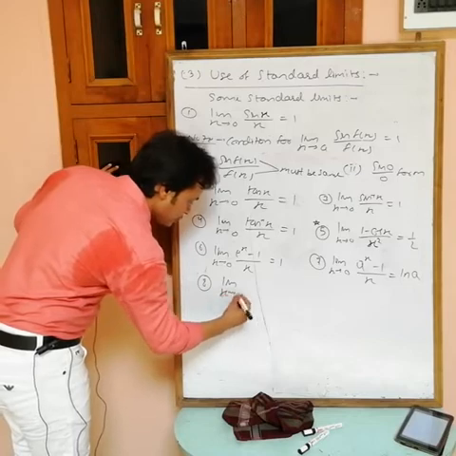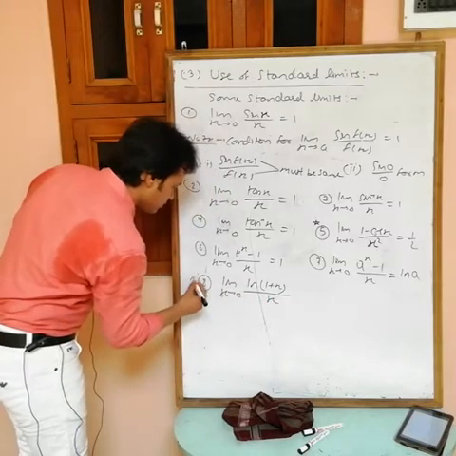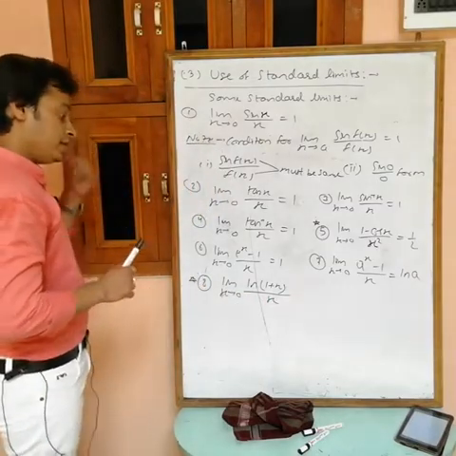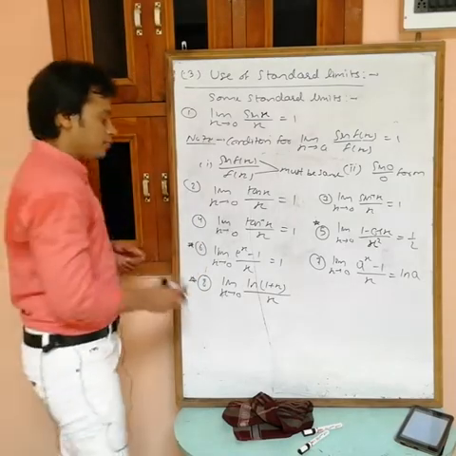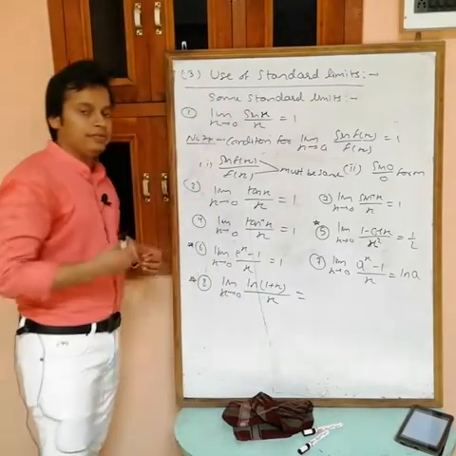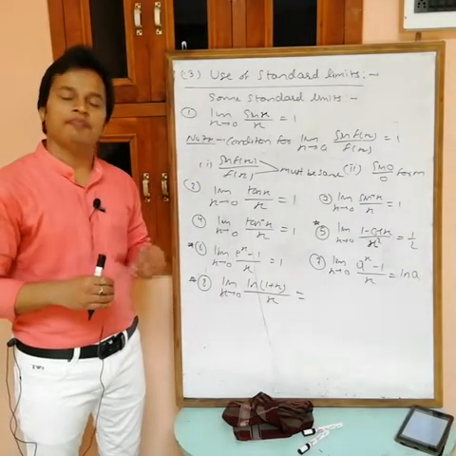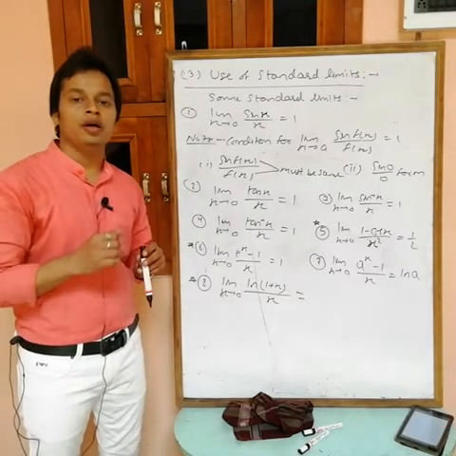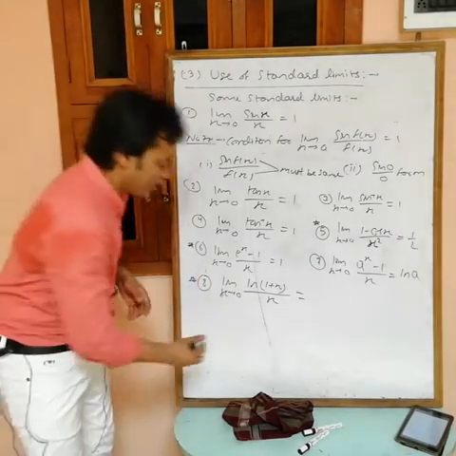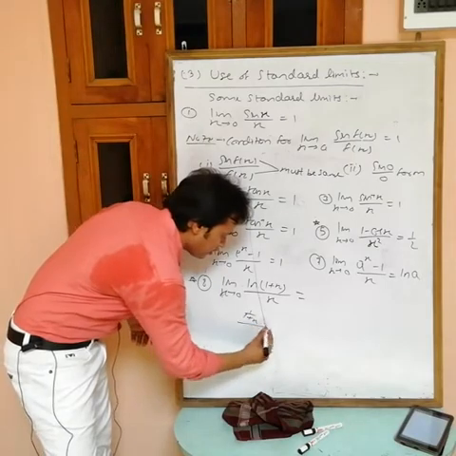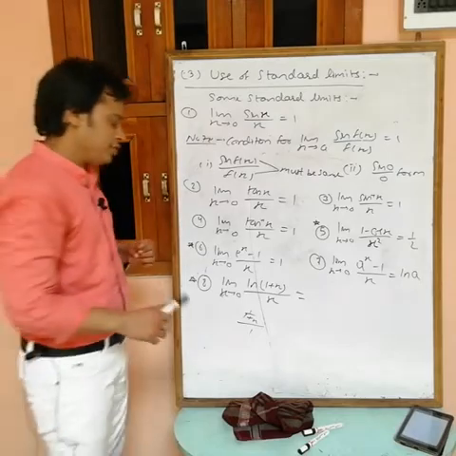Limit x tending to 0, ln of 1 plus x by x. This one must be remembered. Again, if you put the value of x directly, you will get 0 by 0 form. Differentiate numerator in numerator and denominator in denominator. The derivative of ln of 1 plus x is 1 by 1 plus x, and the differentiation of x is 1. Now put x equals 0. What will you get? You will get 1.